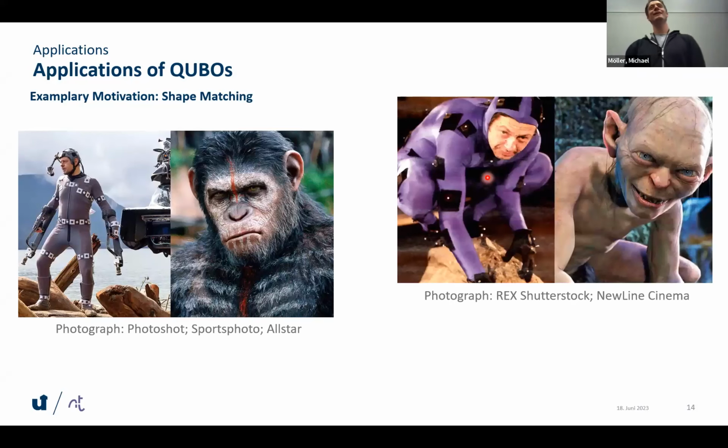So what could be a motivation for doing shape matching? Well, it's the technique of finding correspondences between 3D shapes, and how this is currently done. For instance, in the movie industry, you make the actor wear such suits in order to then know that this point, which you can then easily track by an active measurement, corresponds to the arm of the ape or to the arm of Gollum or so.